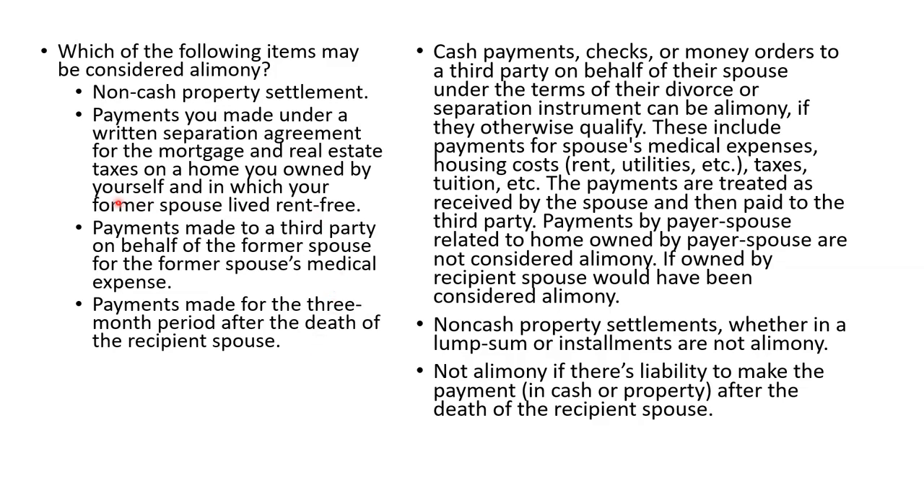In this case, the only one that can be considered alimony is letter C right here, payments made to a third party on behalf of the former spouse for the former spouse's medical expenses. Non-cash property settlements are not considered alimony. Payments made by a payer spouse for property the payer spouse themselves owned are not alimony. If the property had been owned by the recipient spouse, then we could consider it alimony. And payments made after death do not qualify as alimony.